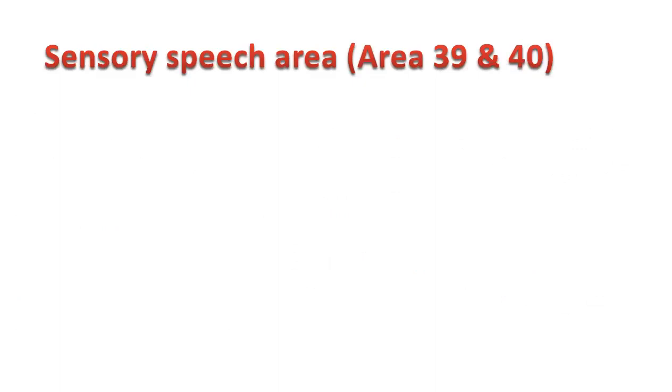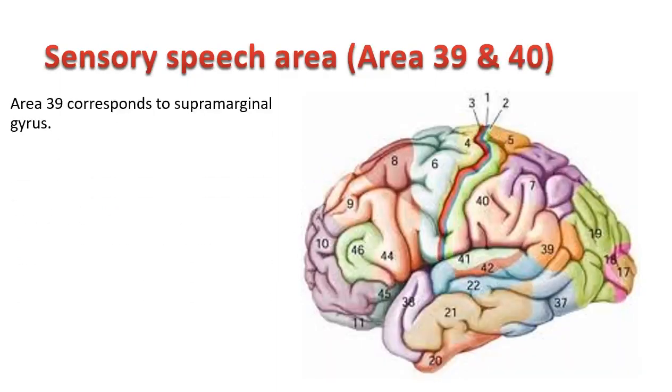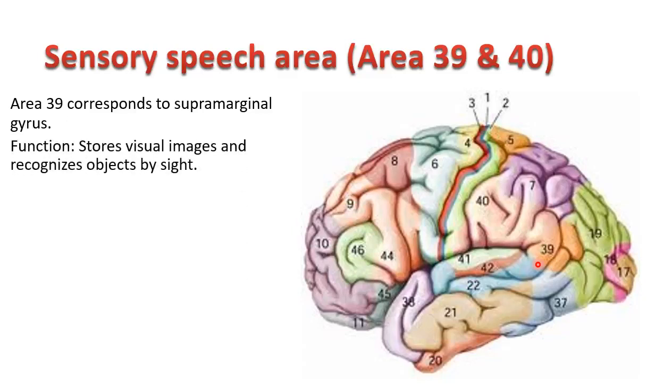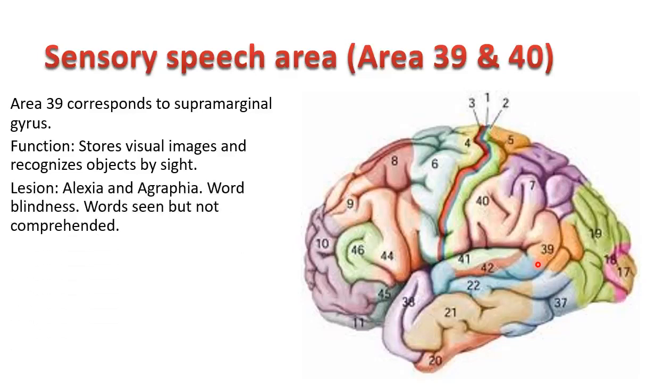The sensory speech area is area 39, corresponding to the supramarginal gyrus. In receptive aphasia, mainly word blindness takes place. It stores the visual images and recognizes objects by sight. That is why word blindness happens. So alexia or agraphia: the words are seen, but the meaning of the words cannot be comprehended. That is the main function concerned with this area 39.